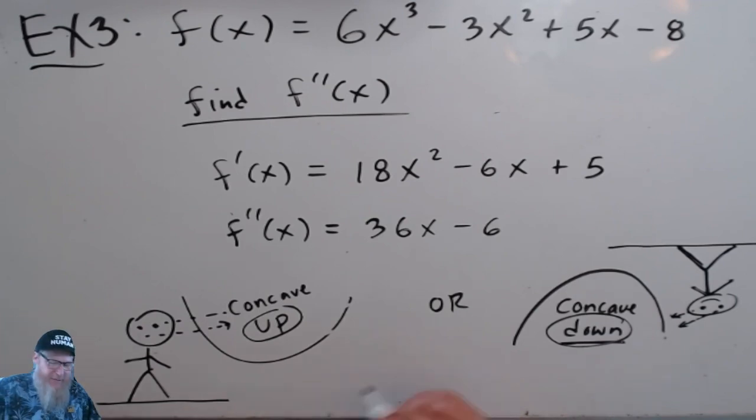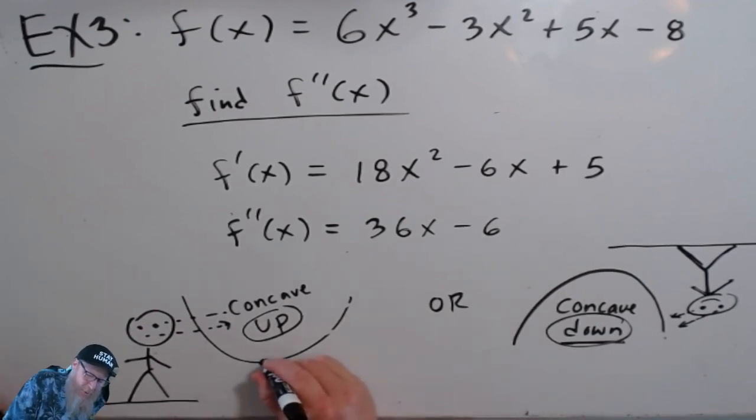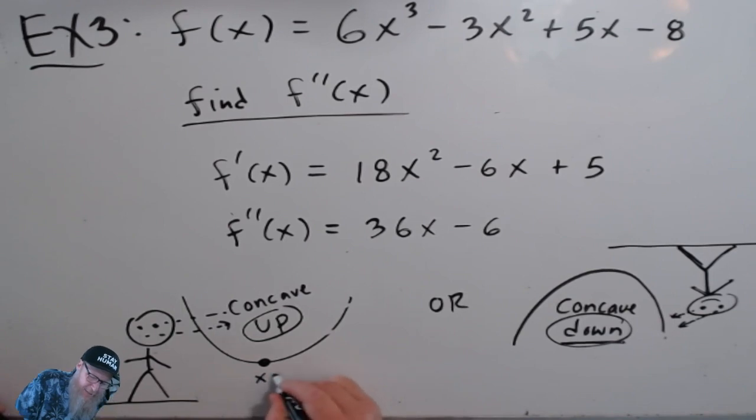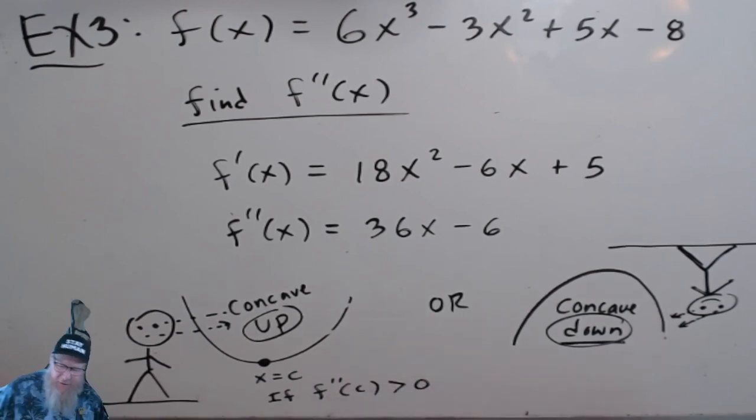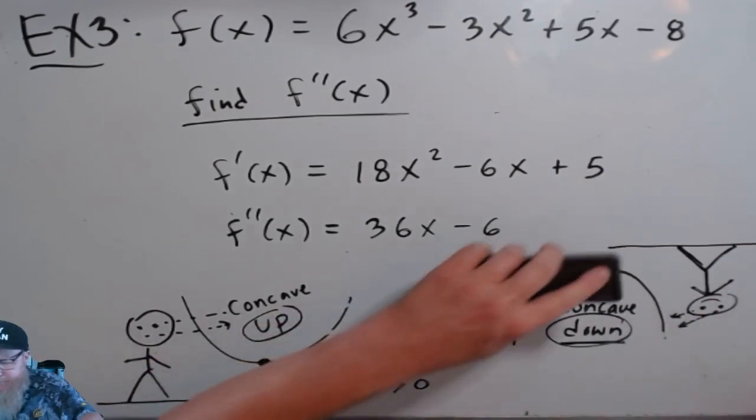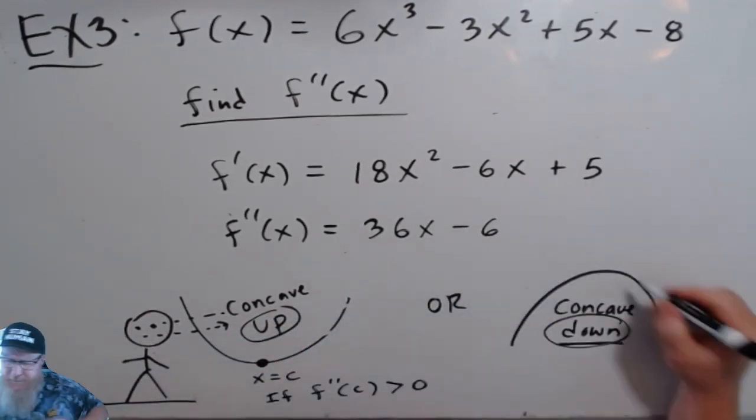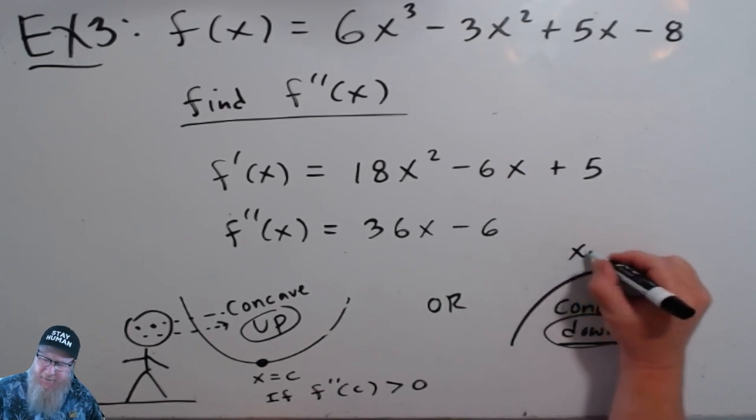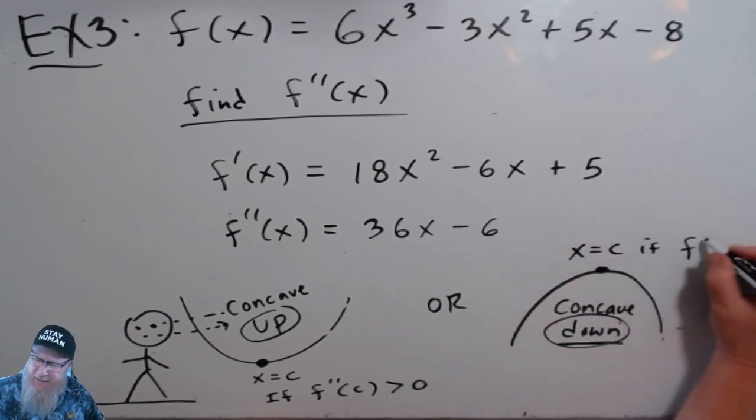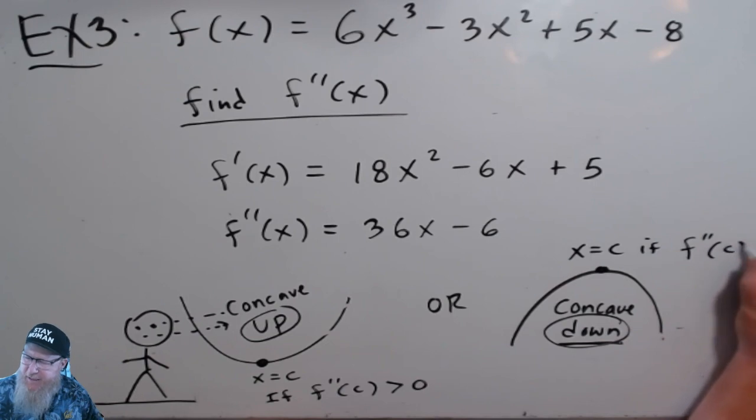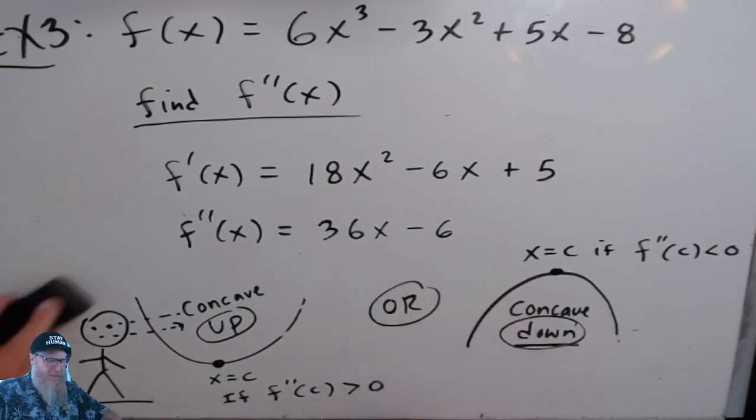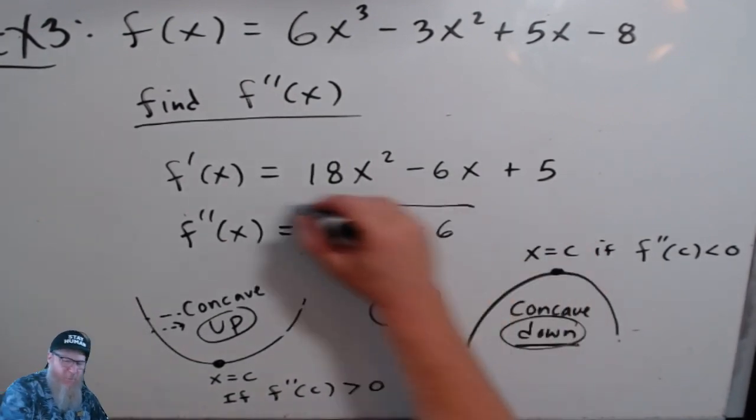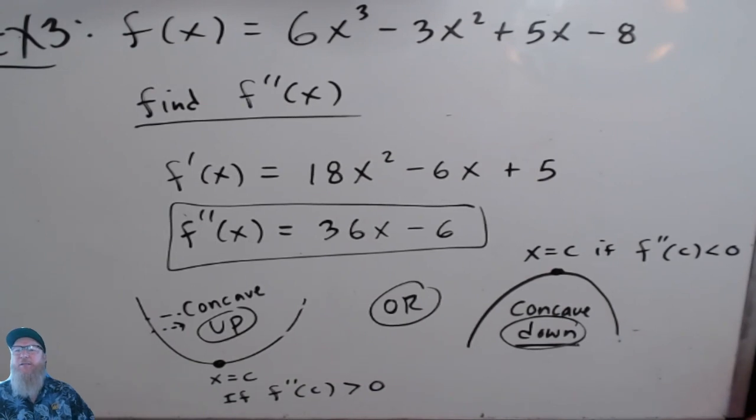Okay. So it's concave up at this point. We'll call this point x equals c, if f double prime of c is greater than 0. And it's concave down at x equals c if f double prime of c is less than 0. So these are the two possibilities for what the second derivative tells us.